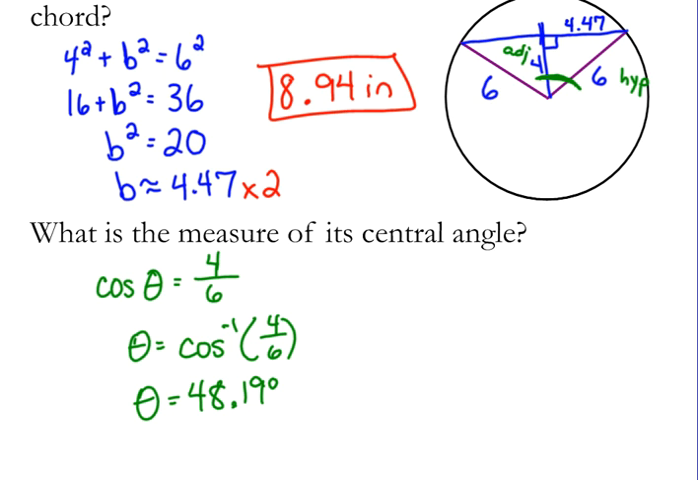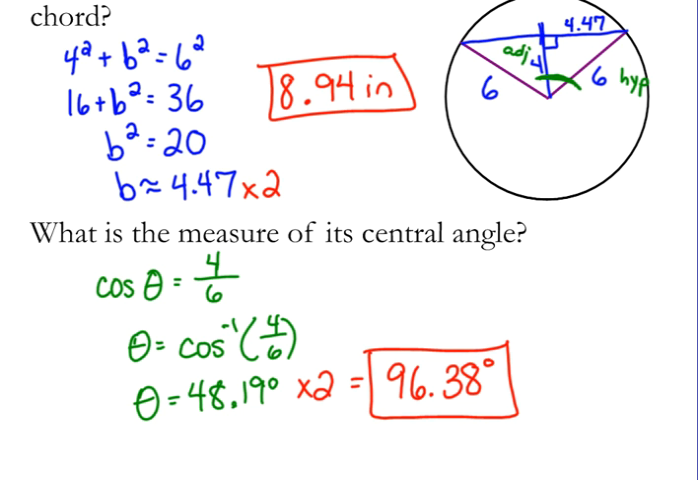But remember, that's just that one part of the angle. It wants the whole central angle there. So we got to multiply by 2 and get what? Thank you, 96.38 degrees.